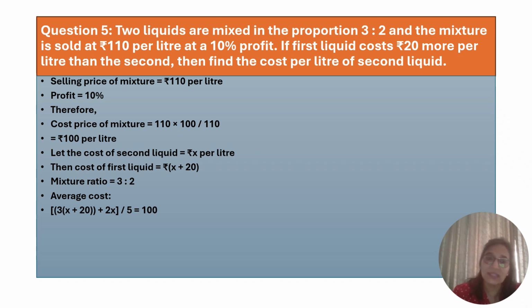So average cost again you need to calculate as I have taught you earlier. So 3 into X plus 20 plus 2 into X divided by sum of ratio, that is 5, which is equal to 100. So when you simplify it, you will get answer X as 88. So what is the X here? That is the cost price of second liquid, which we have considered as X per litre. Hope this question number 5 is clear to you.